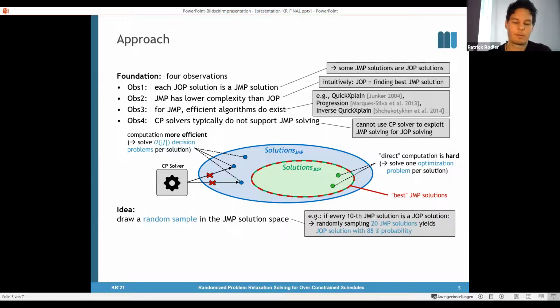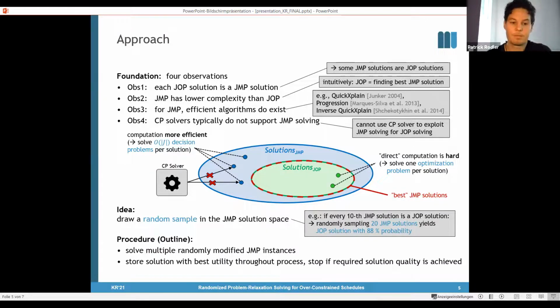So our idea was then to try to approach JOP by drawing a random sample in the JMP solution space. So in a nutshell, the procedure involves solving multiple randomly modified JMP instances and to store the solution with the best utility throughout the process and to terminate if desired solution quality is achieved.